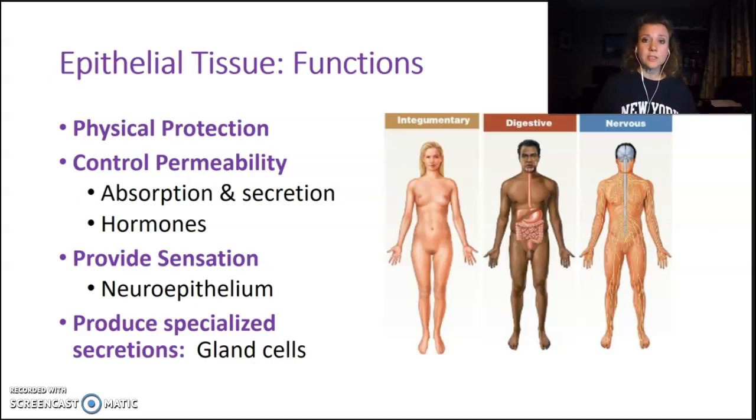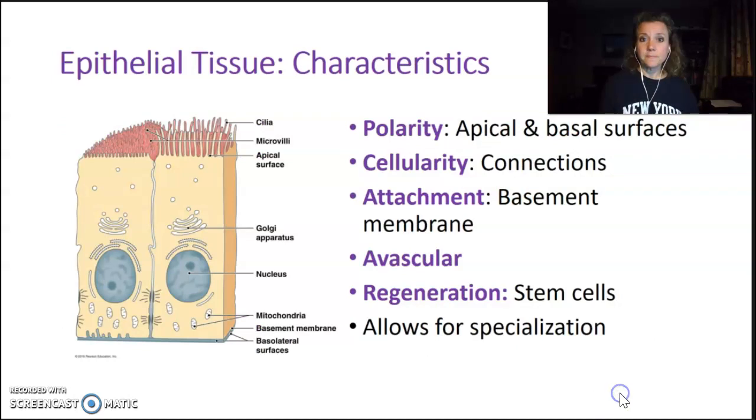Our epithelial tissue has receptors. The fancy word for that would be neuroepithelium. That's going to allow us to gain information from our environment, both internal and external alike. And then we have gland cells, and these are epithelial cells that are going to produce the specific secretion that our gland is going to secrete.